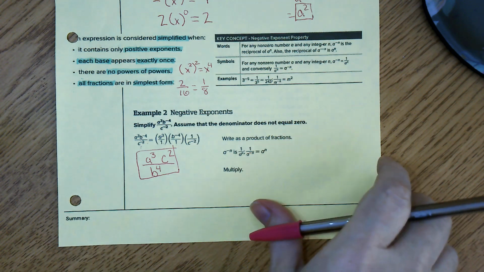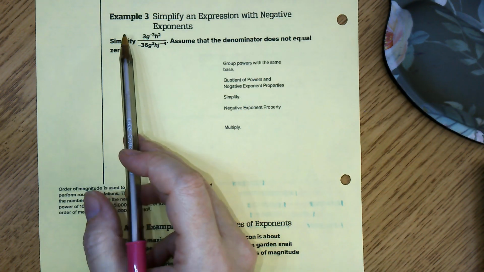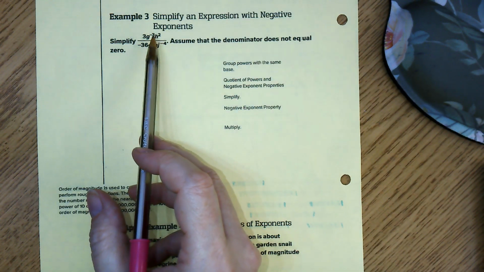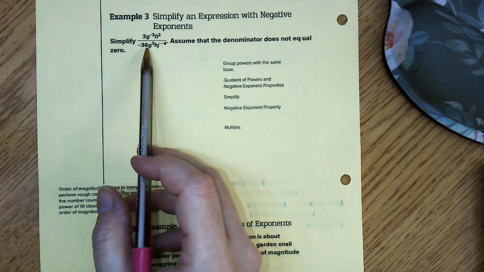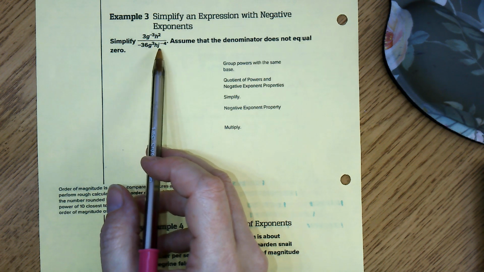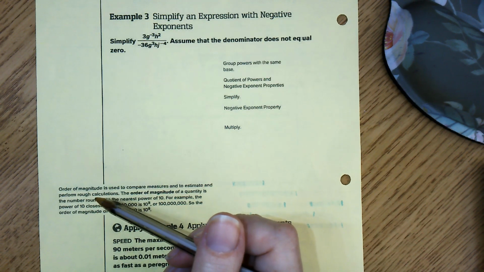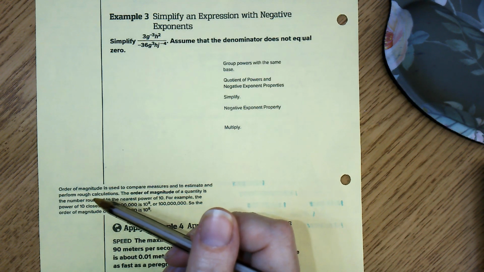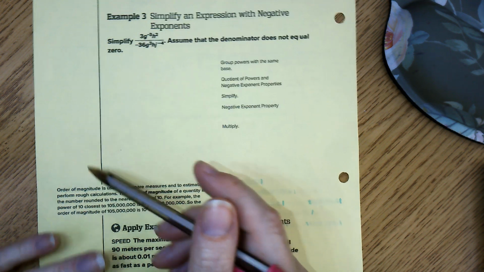Let's put this into a bigger problem on the back. So let's check out this problem. We are going to simplify 3g to the negative third power, h squared, divided by negative 36g to the third power, h j to the negative fourth power. And we're going to assume our denominator does not equal 0. That's a very big deal. You don't want to divide by 0. That is irrational, and we can't math the irrational numbers, not at this level.